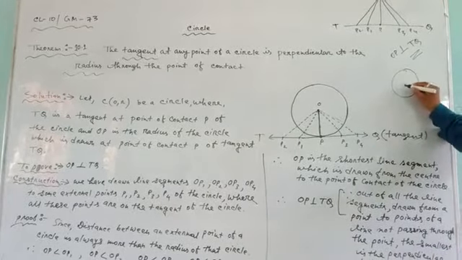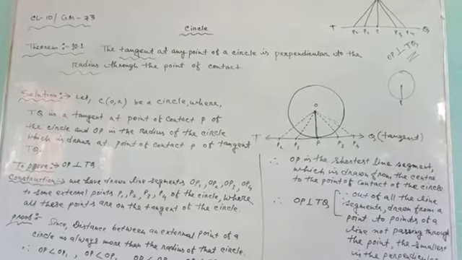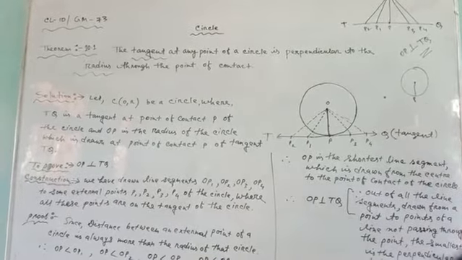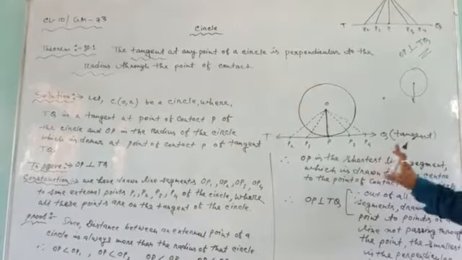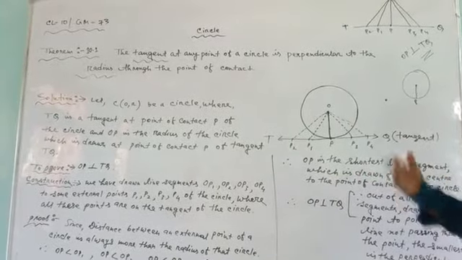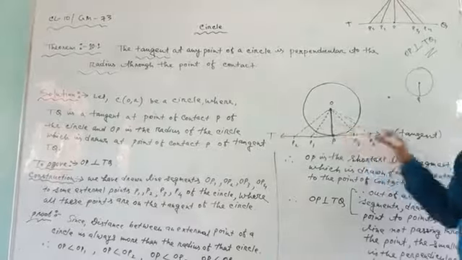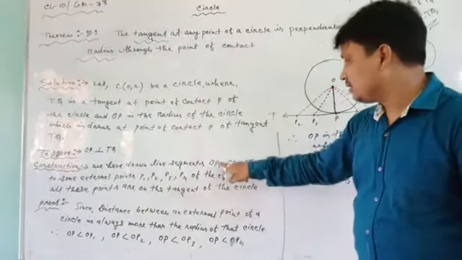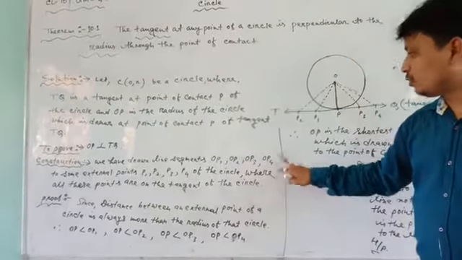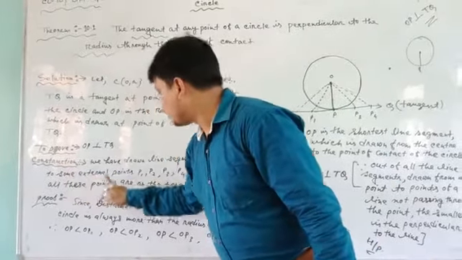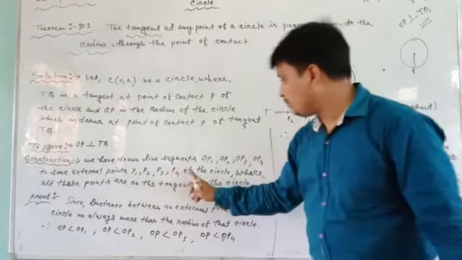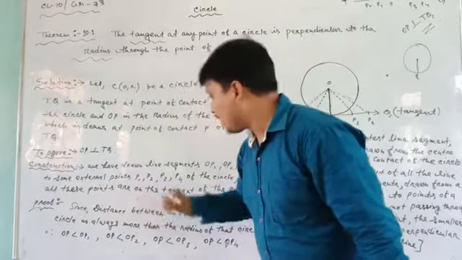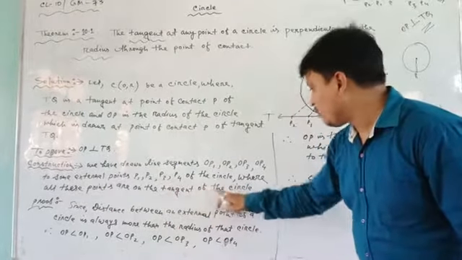The radius of a circle, suppose this one is the radius, and there we have taken external points, and already we have written P1, P2, P3, P4. These are all external points for the circle, but they all remain on the line. We have drawn line segments OP1, OP2, OP3, OP4 to some external points P1, P2, P3, P4 of the circle, where all these points are on the tangent of the circle.